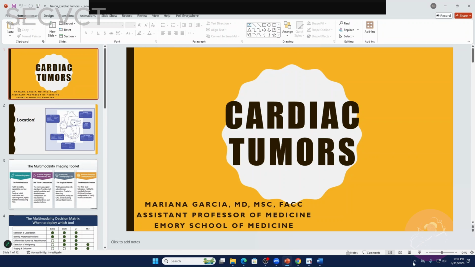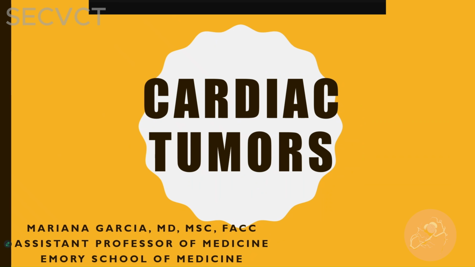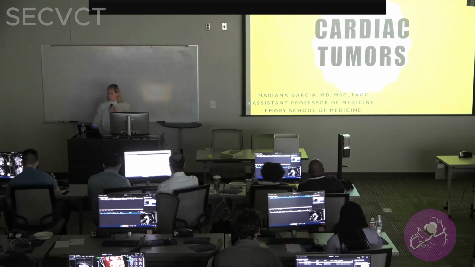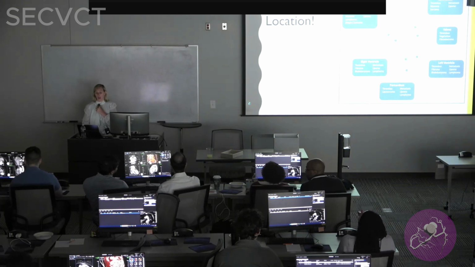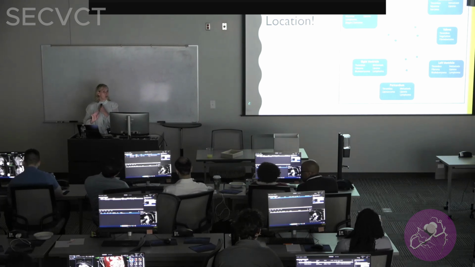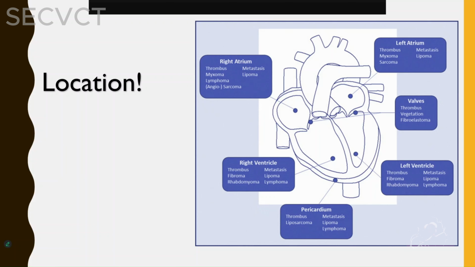We're going to change gears a little bit and talk about cardiac tumors here. I do want to make it interactive when we do the cases. I have a couple of cases for you, but let's quickly go through some slides here. All right, the most important thing when we're talking about cardiac tumors: location, location, location, right? It is the most powerful diagnostic clue to this.